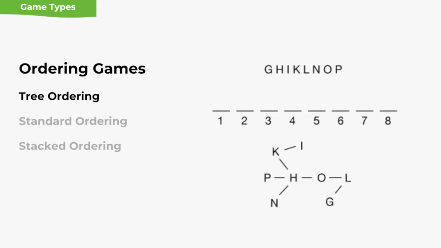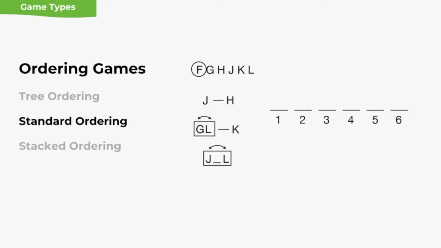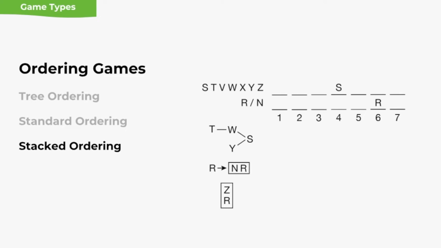So inside of the world of ordering games, the first game type to look at is tree ordering games. Tree ordering games are games where you're trying to take some elements, put them into order, and the rules all coalesce to build a system. In a standard ordering game, you're taking these elements, putting them into order, but you have a lot of different kinds of rules available. And the variability of this game type is much greater than, say, in tree ordering games. Stacked ordering games are games where you're trying to take some elements and put them into order, but there's multiple variable sets to keep track of. And so you're going to need multiple rows in order to track those multiple variable sets.